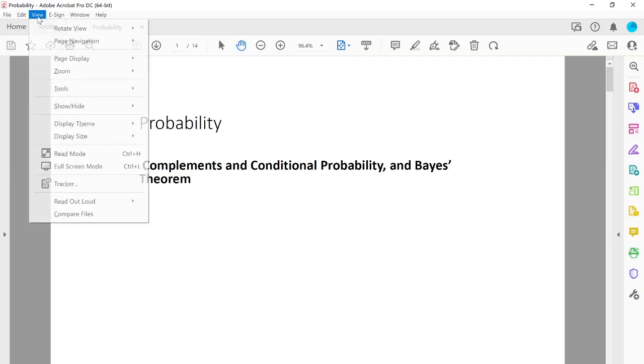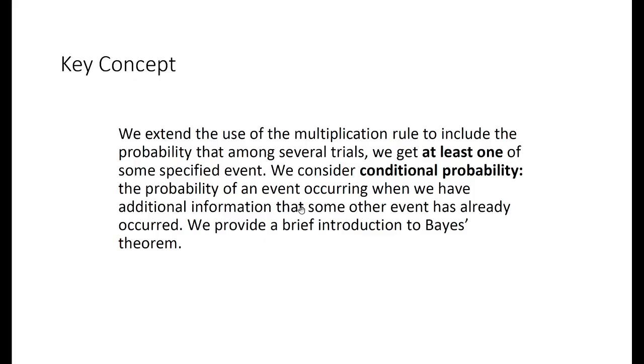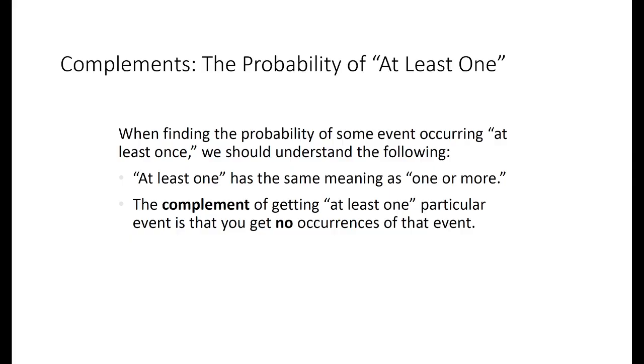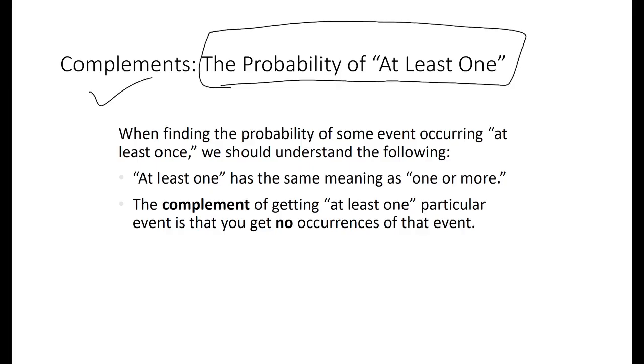Okay, here is another section in the probability chapter. We discuss complements and conditional probability. We talk about the concept of at least one, the probability of finding at least one situation, and we use conditional probability here. To find the probability of at least one situation, we need to use complements.